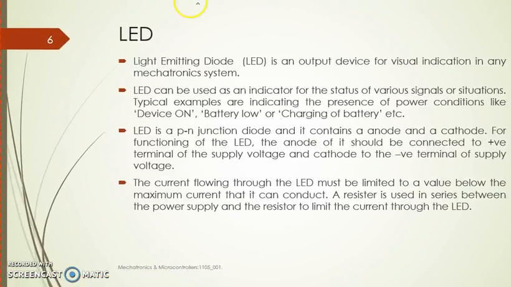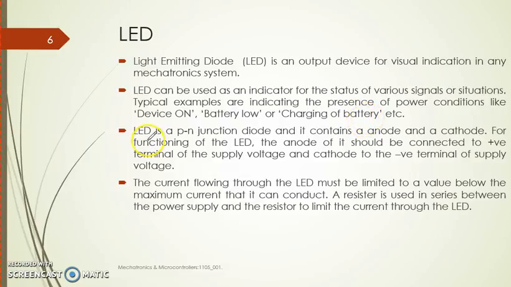Now let us learn about the display devices. First, let us consider the LEDs. Light emitting diode or LED is an output device for visual indication in any mechatronic system. It is used as an indicator for the status of various signals or situations, like for example power conditions, device on, battery low, charging of battery, etc.